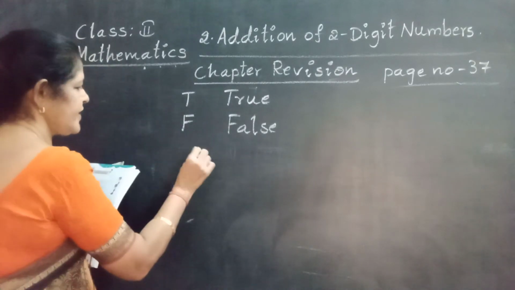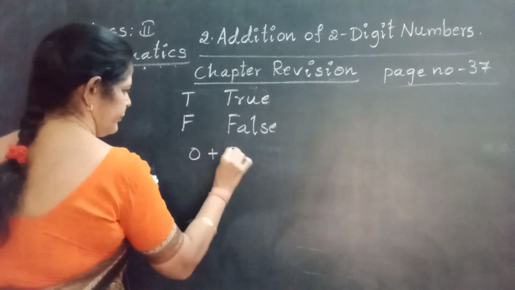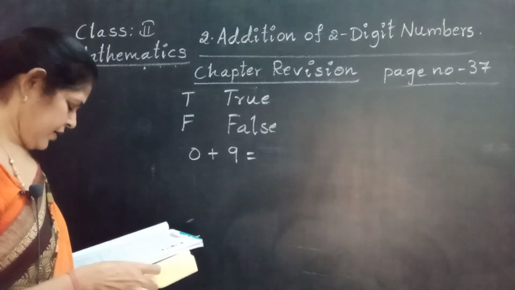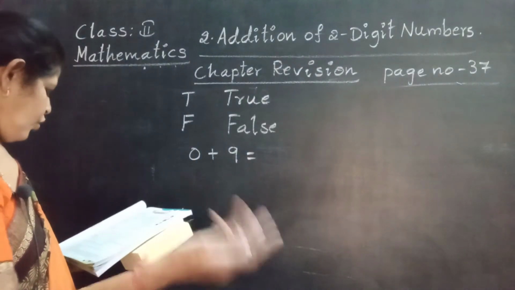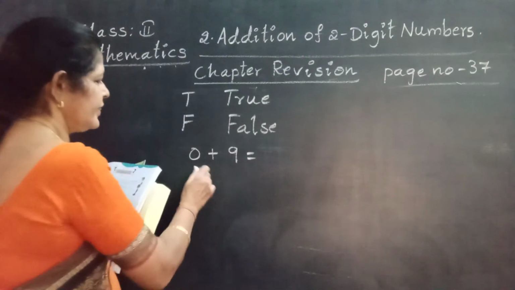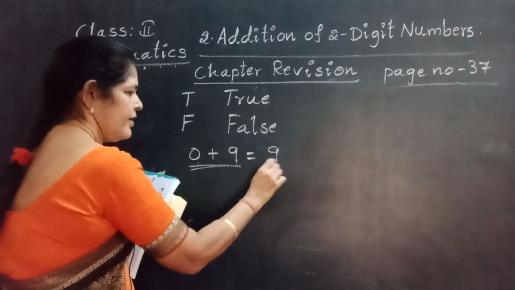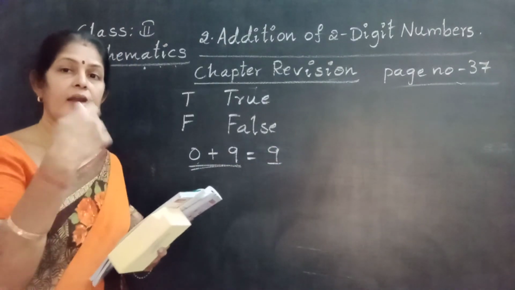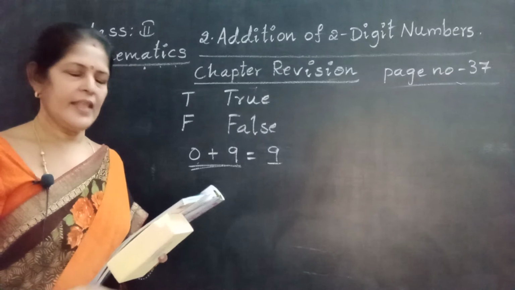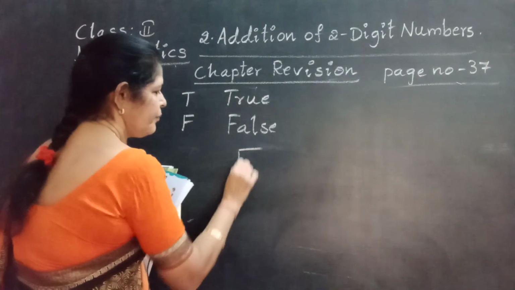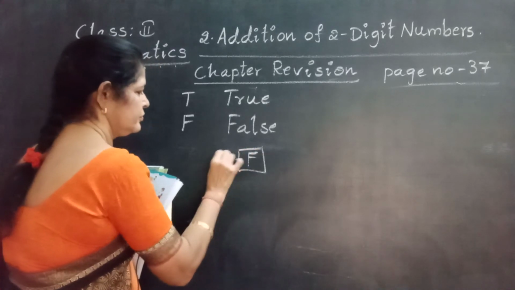When 0 is added to a number, the answer is 1 more than the given number. Then what is the answer for this concept? 0 plus 9? 9. But the answer cannot be 1 more than the given number. That means the given statement is false. Put in the third box, F.